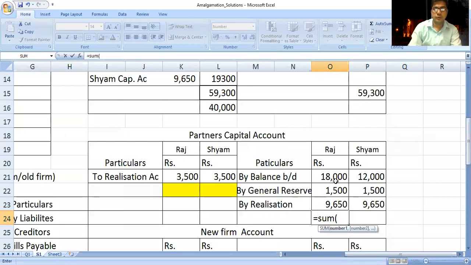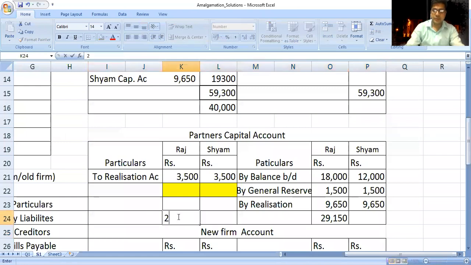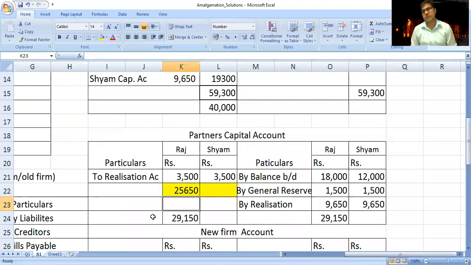Sham's total credit side is 29,150. Here also we have to write 29,150. Now we have to find out the balancing figure. 29,150 minus 3,500. The rest of the value, 25,650, is the balance available in the partner's capital account.